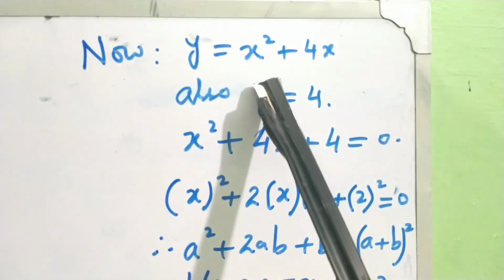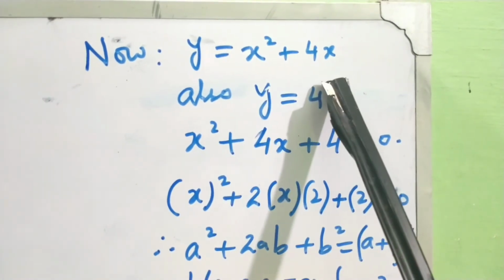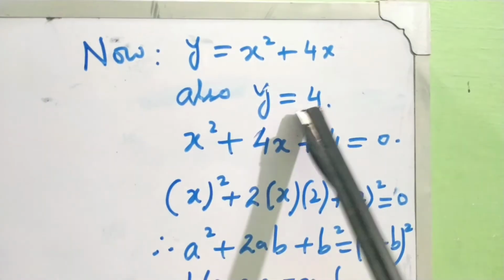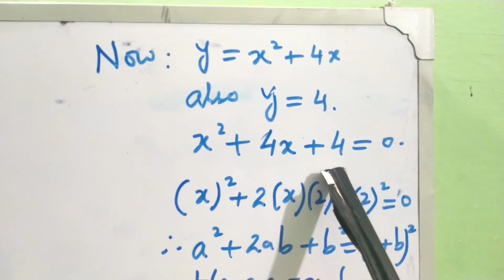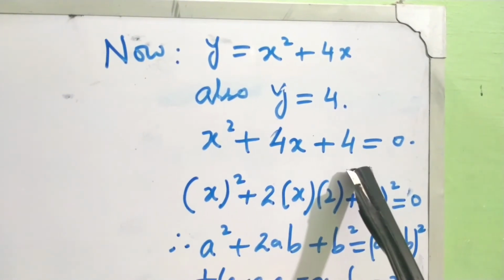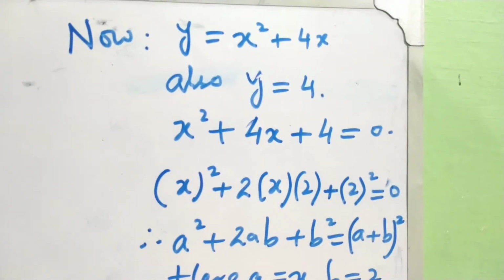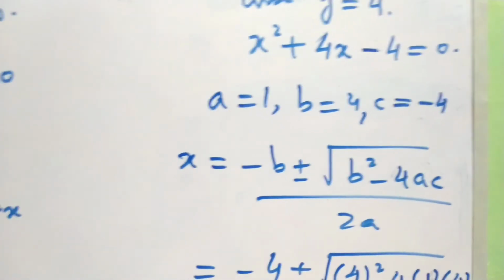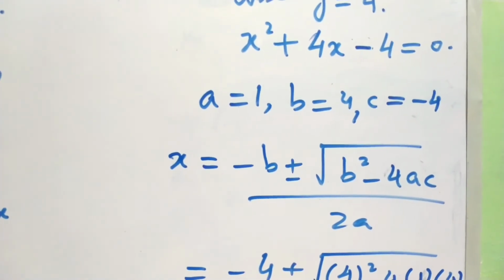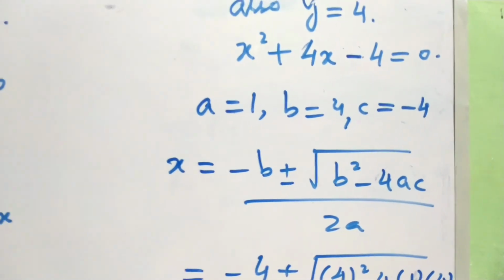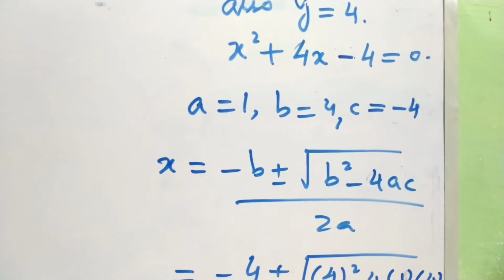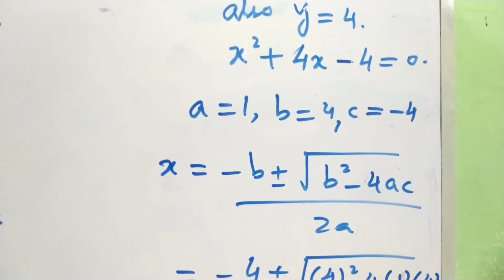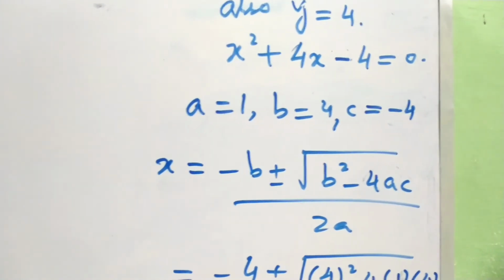Now we are taking y equal to x square plus 4x again, and the value of y is equal to 4. So x square plus 4x equal to 4. So we have over here x square plus 4x minus 4 is equal to 0, a quadratic equation. By comparing with the quadratic equation, we have a equal to 1, b equal to 4, c equal to minus 4.